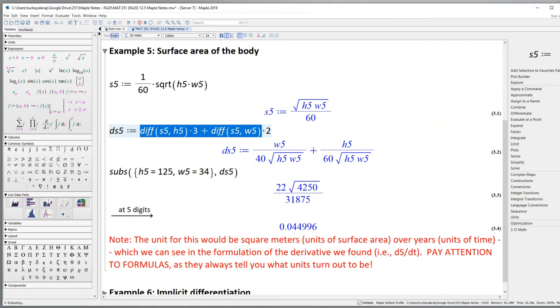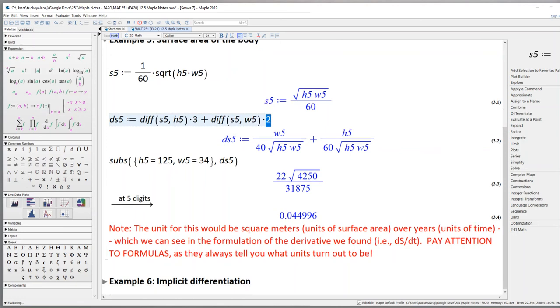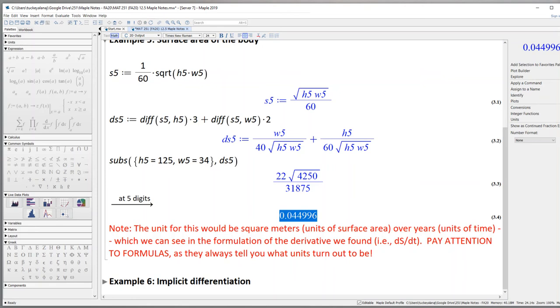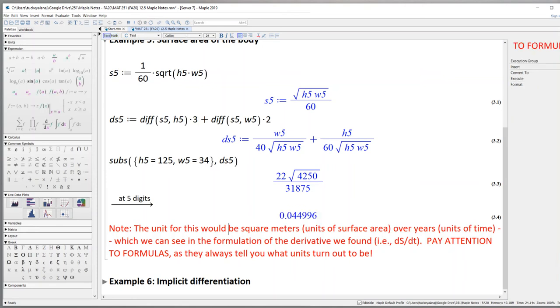I took the derivative in a slightly different way to do the chain rule. And I actually did it for the child right off the bat. So I said 3 and 2 right in there. And then I did a substitution where the height was 125 and the weight was 34. And you get this awful thing. So then I did it at 4 digits, which is 0.044996. And it tells us it's square meters.